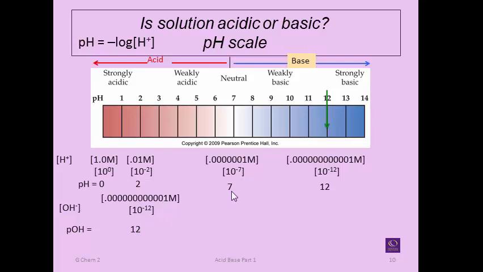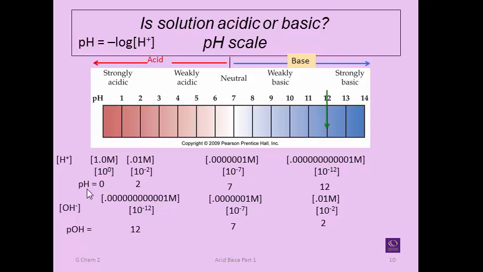And when you're at pH of 7, the pOH would actually be 7. And when you're at pH of 12, the pOH would be 2. And so look at the trend, and this is where we're going next.